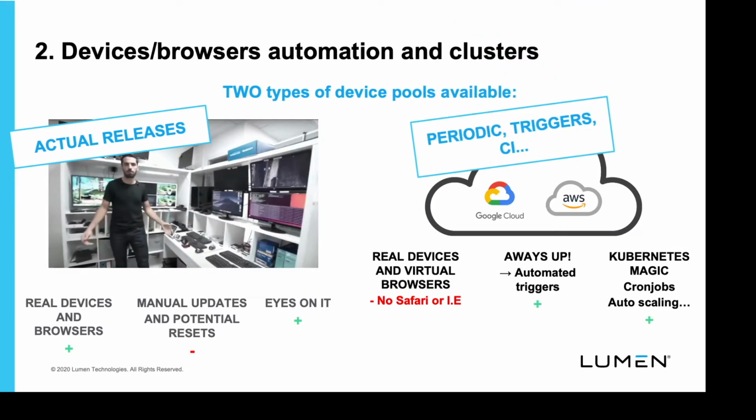So this type of device pool, we use it for periodic tests, like for example, every night, every weekend, for triggers, as I mentioned, or for tests that are triggered by the CI when you have a new pull request, for example, on a specific branch.